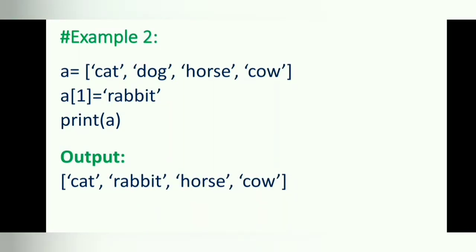Example 2. We have taken the same example as the previous one, but here we attempt to modify a value in a list. We see there is no error when we try to modify a list. In this example, a list is assigned to the variable a. In the next statement, we modify the list by assigning the value rabbit at index position 1. The following print statement will display the modified list. So we can modify a list, but we cannot modify a tuple.